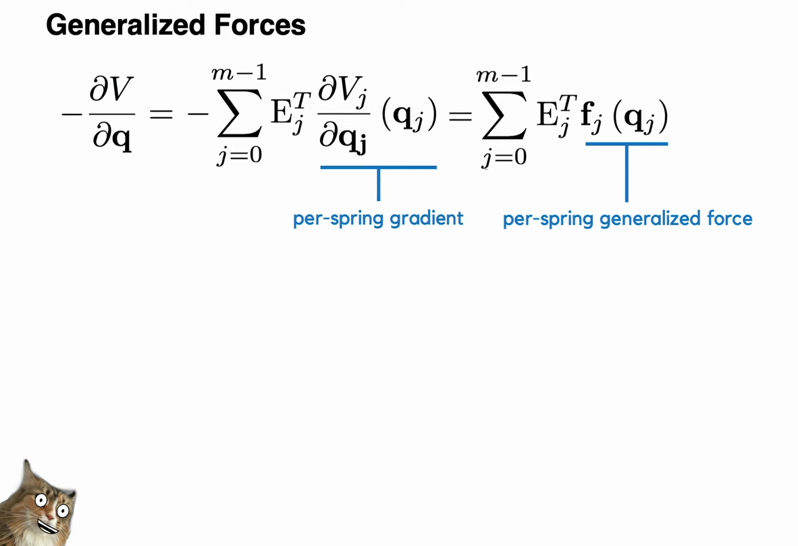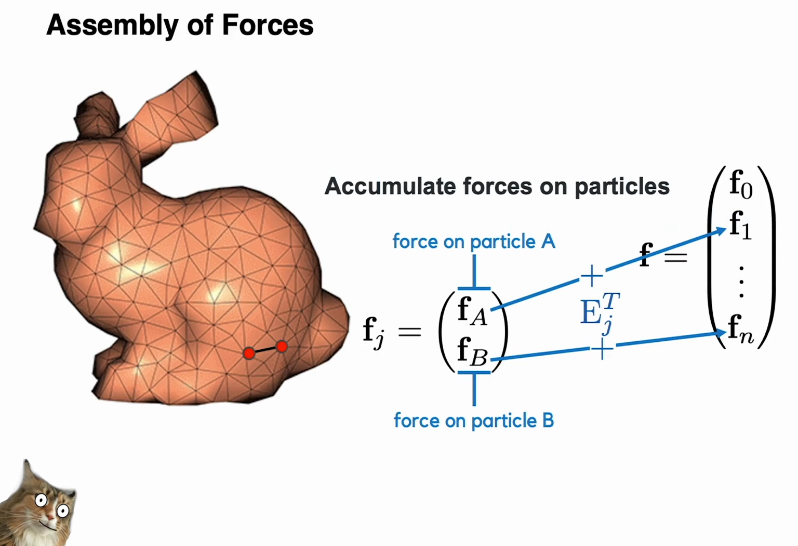A little more rearranging allows us to see that the generalized force for the bunny is computed by summing up the generalized forces acting on each spring. But what is the transpose of our edge selection matrix doing? Well, we know that multiplying by the selection matrix selects a small subset of our larger Q vector to build Q_j. Conversely, multiplying by the transpose distributes a small per spring vector back into our global force vector. Here we see one example for the labeled spring.